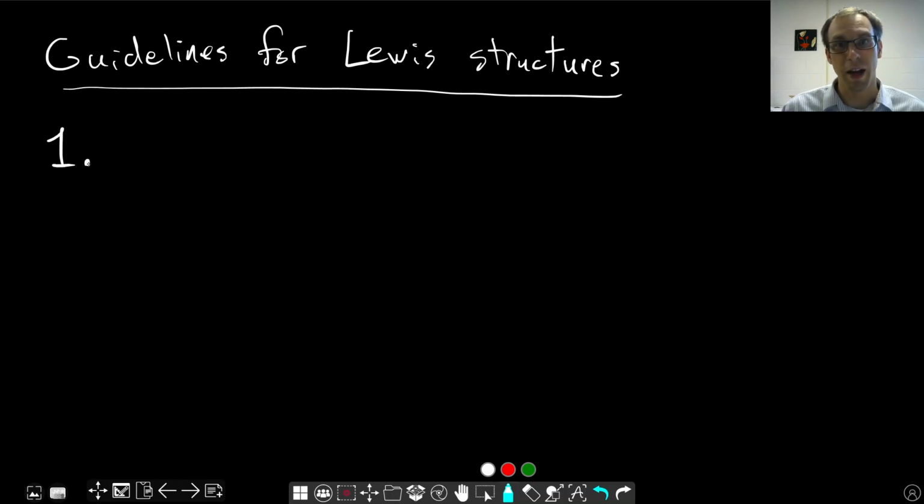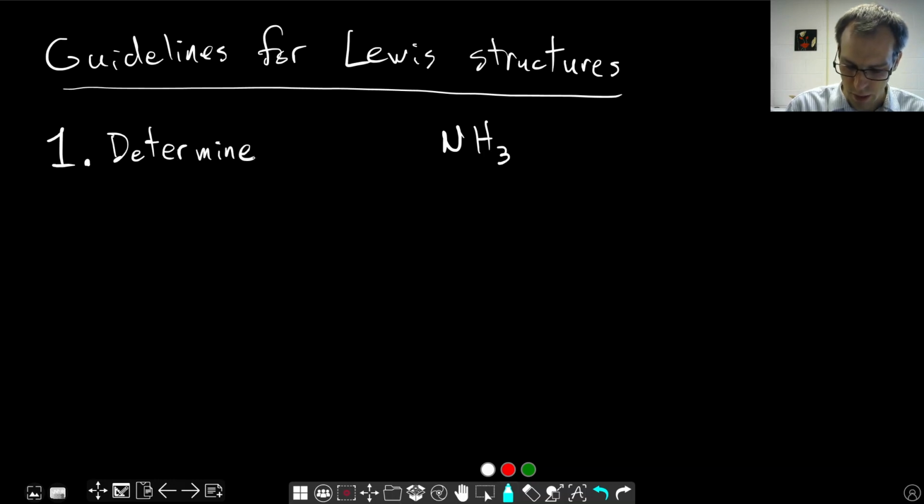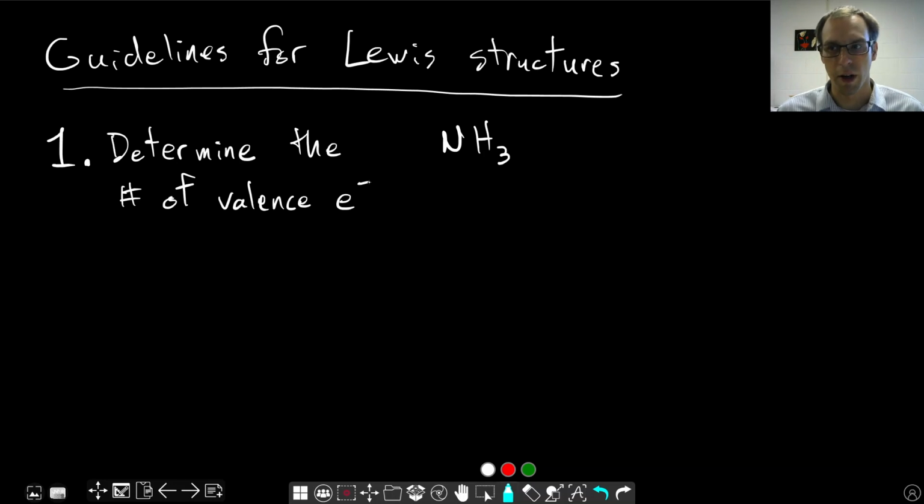So if you're given a molecule and asked to write the Lewis structure for it, say we have the molecule NH3. And you're asked, what's the Lewis structure for this molecule? So step 1 is to determine the number of valence electrons. Lewis structures are all about valence electrons, so we want to know how many there are total in our molecule.